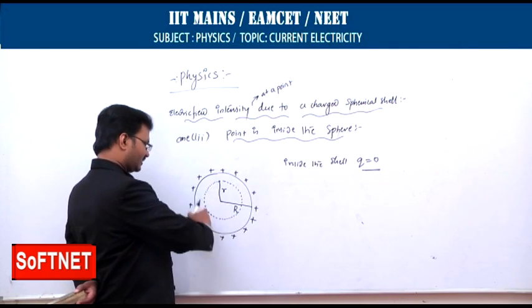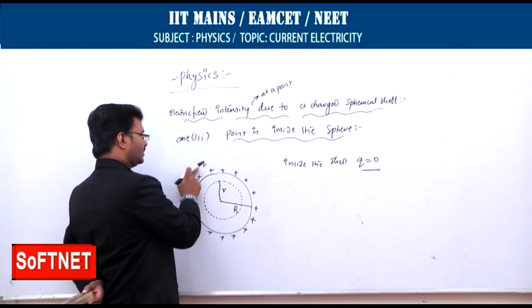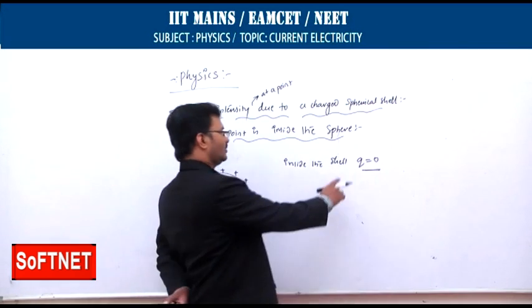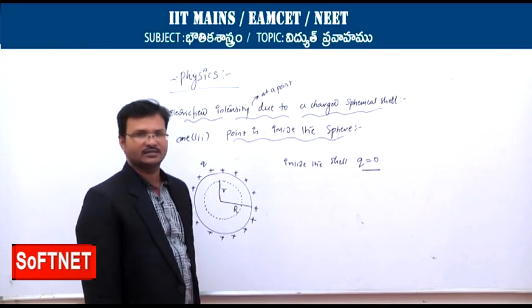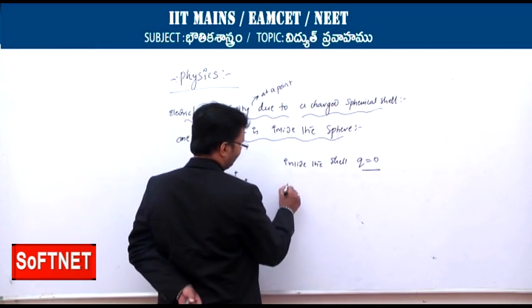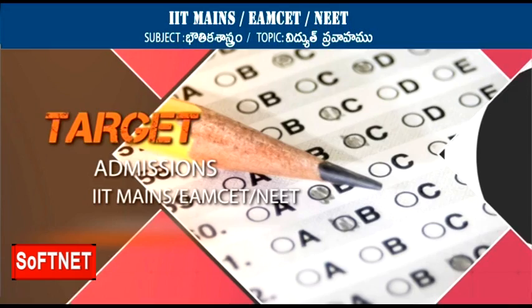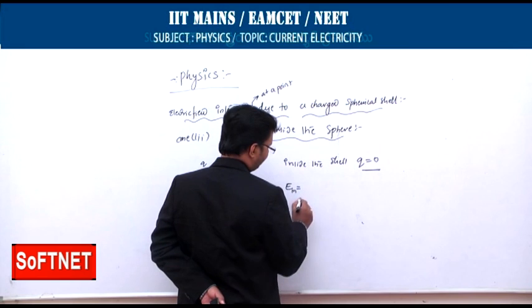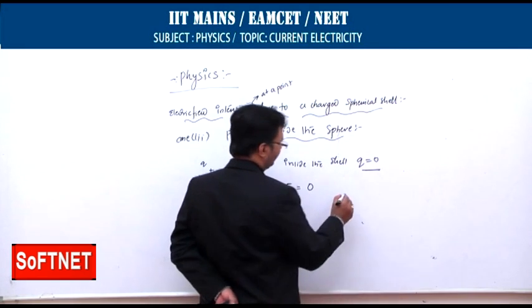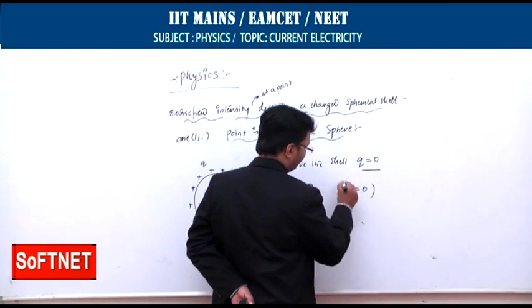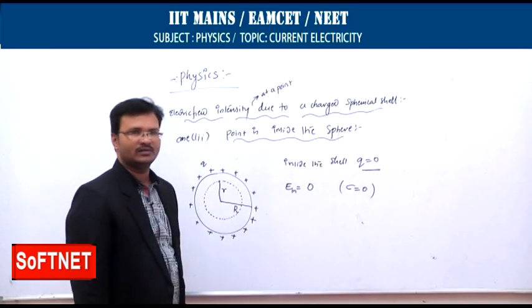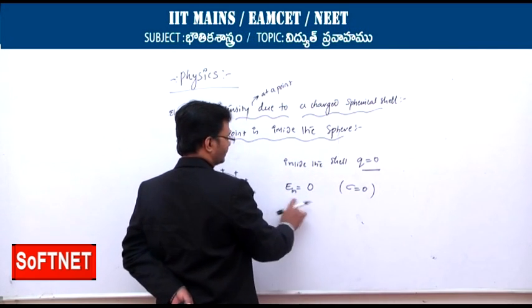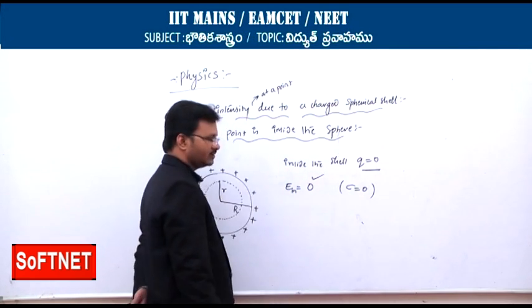Clear? Charges exist on the sphere only. Q is the charge existing only on the sphere. Inside the shell, there is no charge, so Q is equal to 0. Then E in is equal to 0, because Q is 0 means there is no surface charge density, sigma is equal to 0. There are no inside charges. Inside the shell Q is equal to 0, that is why E is going to be 0.